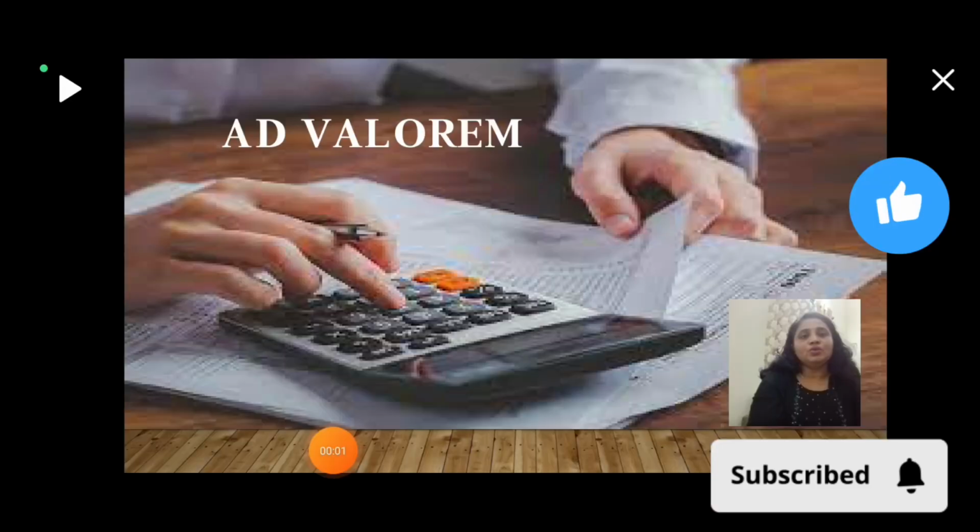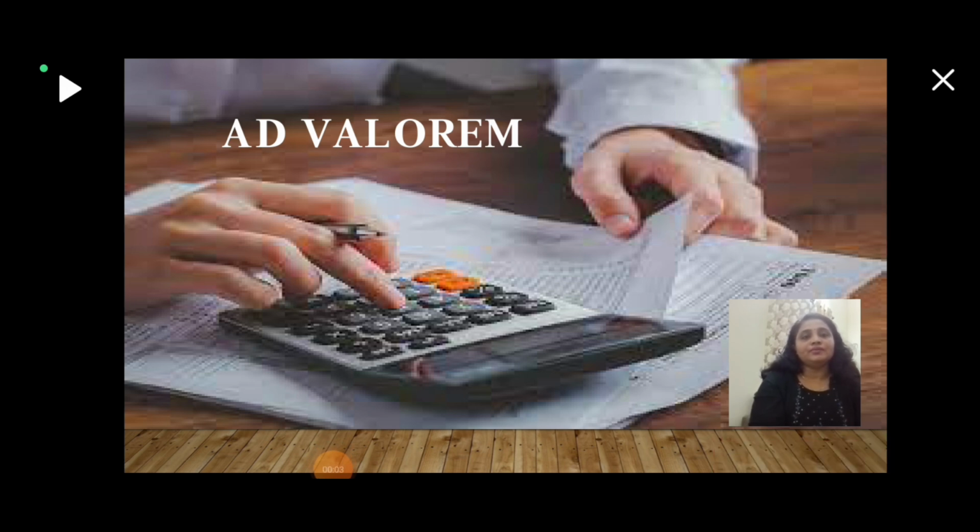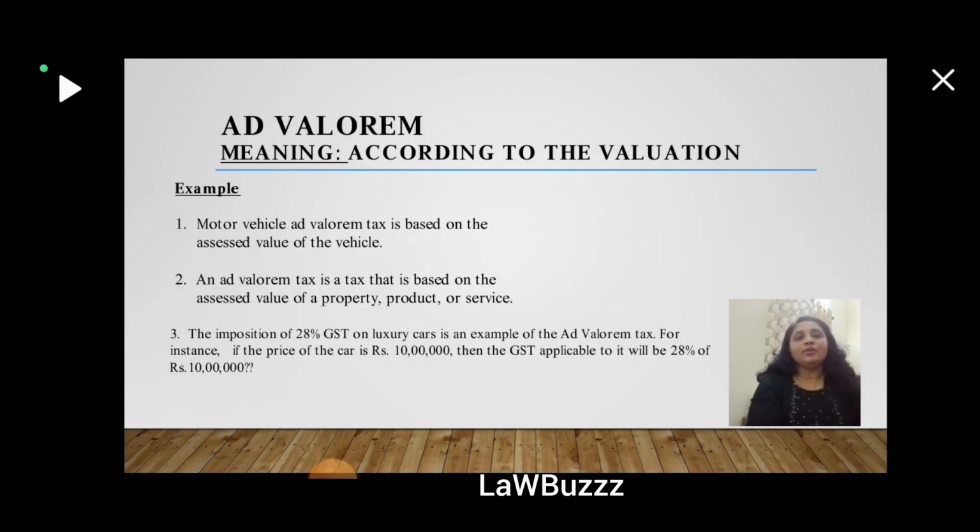Okay, let's check out. So what is ad valorem? Ad valorem, the maxim, means according to the valuation. So according to valuation means according to the value of the money, or according to the value of things, or any sort of things, property or like that. Okay, so we'll see an example for better understanding.